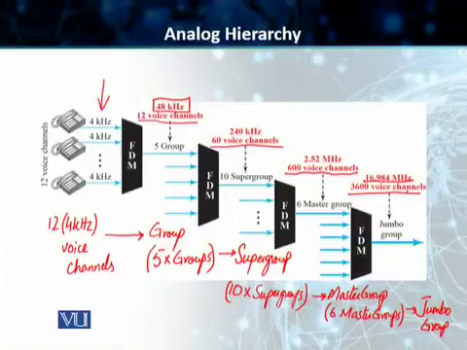Students, there are some other examples of the different applications of frequency division multiplexing. One of them is AM radio, another one is FM radio, but the most common one is what you're looking at, which is the multiplexing of the different telephone analog voice channels by using this analog carrier systems and this analog hierarchy.